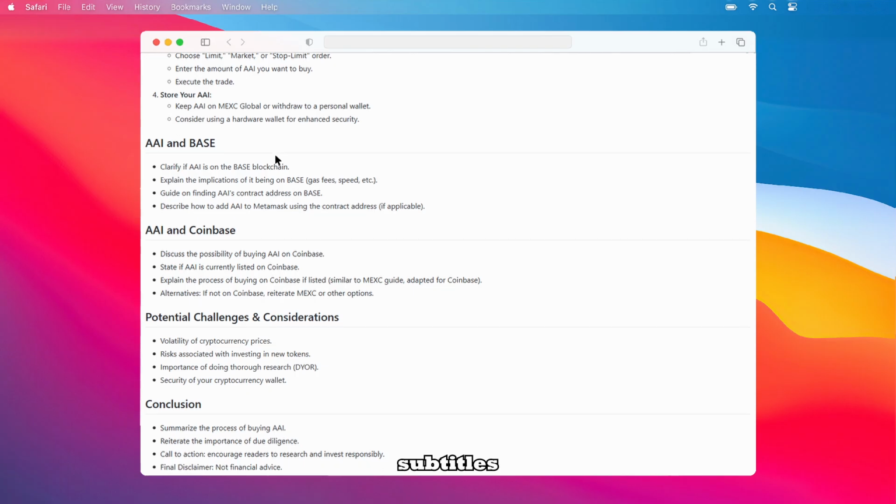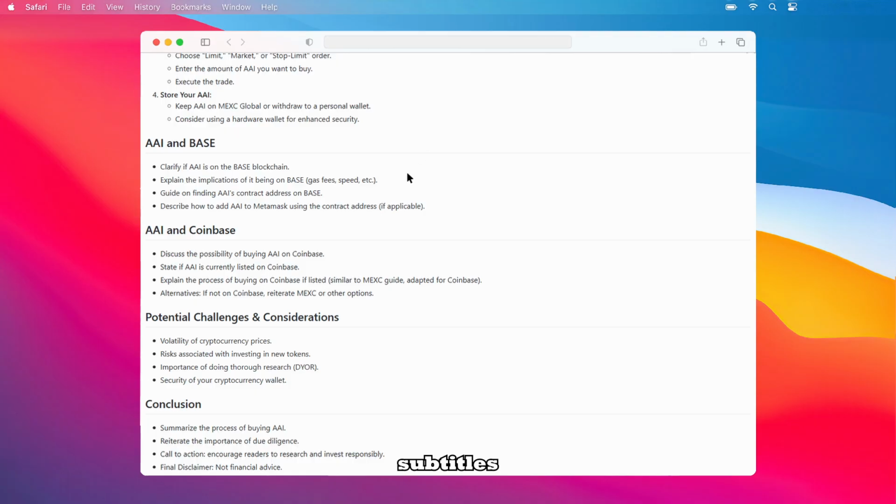If it does, this has implications for gas fees and transaction speeds, so it is important to do your research. You can find AI's contract address on the Base network and add it to MetaMask, a popular browser extension wallet.